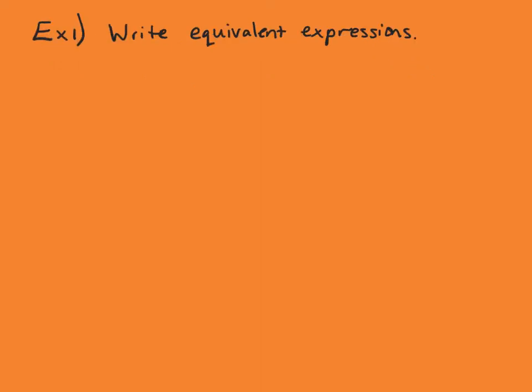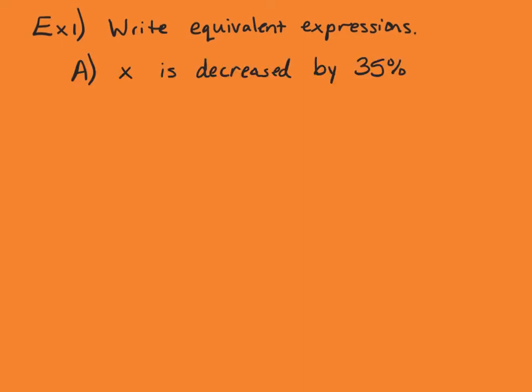Example 1, we're going to write equivalent expressions. A part, x is decreased by 35%. So we're going to rewrite this. All of x would be 100% of x. So I'm going to start with a percentage. I'm going to say I have all of x, 100% of x. Decreased means that we're subtracting 35% of x. So we're taking all of x and we're subtracting 35% of x.